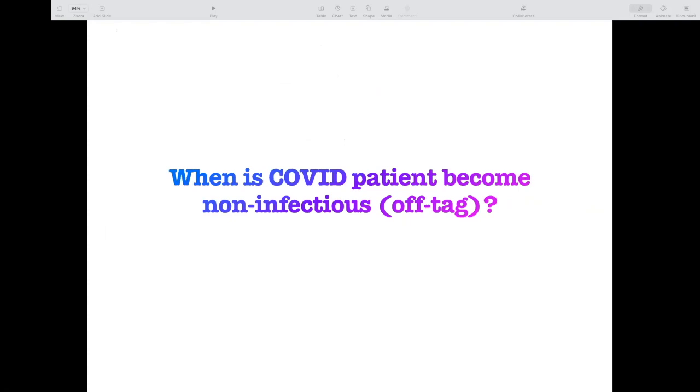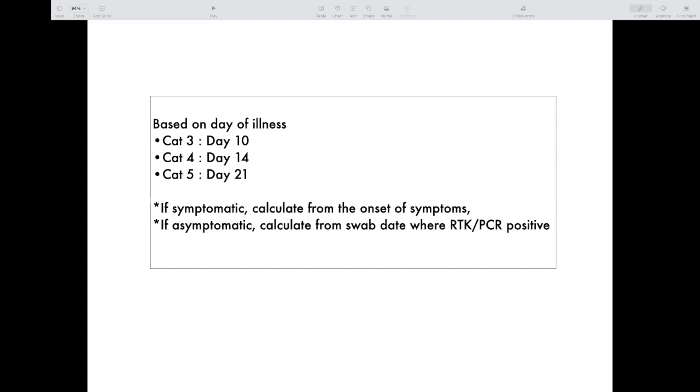The next question we are going to answer is, when can we off-tag patients with COVID-19, or when do we know the patient becomes non-infectious? It actually depends on the category of the patients. In Cat 3 patients, we can off-tag at day 10. In Cat 4, we can off-tag at day 14. And in Cat 5 or immunocompromised patients, we can off-tag at day 21. The day is calculated depending on whether the patient is symptomatic or asymptomatic. If symptomatic, we calculate from the onset of symptoms. If asymptomatic, we calculate from the swab date where your RTK or PCR is positive.